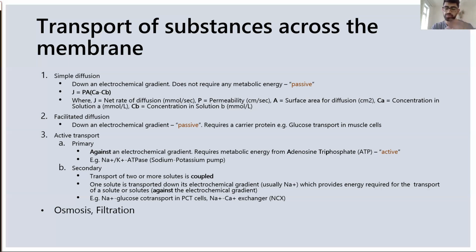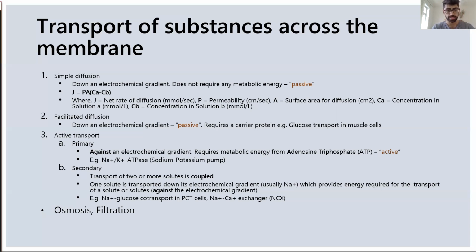This movement down the concentration gradient actually provides enough energy for a completely different solute to travel against its concentration gradient. A typical example is what's called NCX, or the sodium calcium exchanger. Another example is sodium glucose cotransport. In renal physiology, we have a lot of cotransporters, and these are typical examples of secondary active transport, when a solute moves against its concentration gradient simply because enough energy is produced by another solute moving down its concentration gradient.